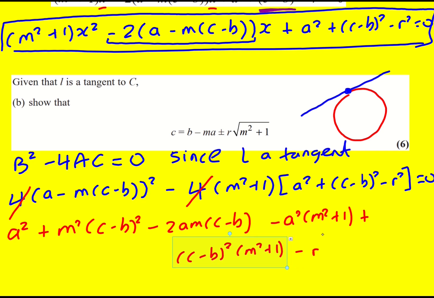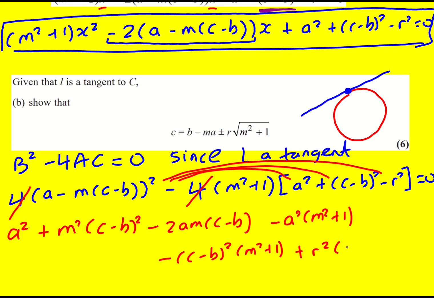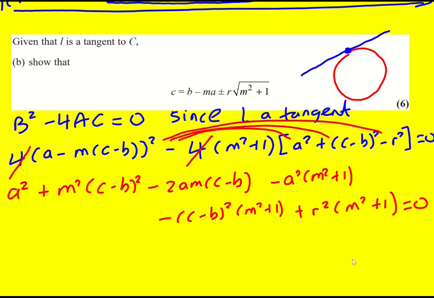Oh wait, I just noticed, sorry, that should have been a minus because there's a negative here. Need to be more careful. A negative and a negative there, then that one will become a positive. So that should become a minus, and this one's plus r squared times (m squared plus 1) equals 0.